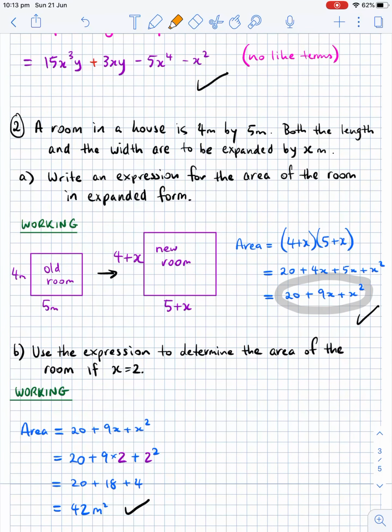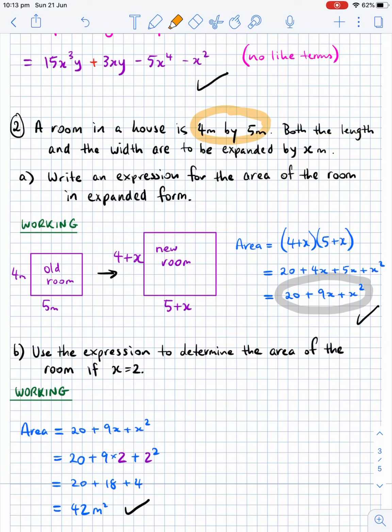Next up, a bit of a wordy sort of question. A room in a house is 4 meters by 5 meters. Both the length and the width are expanded by x meters. So both of these lengths got bigger by x meters. You could add x onto both of these measurements to get your new dimensions for your room. Write an expression for the area of the room in expanded form.